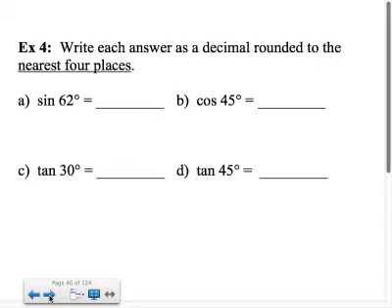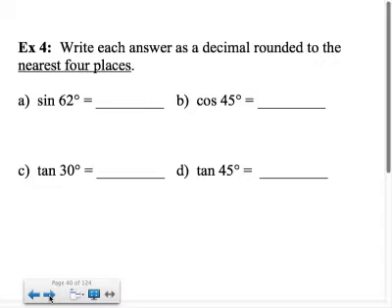Okay, it says write each answer as a decimal rounded to the nearest 4 places. So all you're going to do is grab a calculator. Every calculator is a little bit different. If you have a graphing calculator, then the sine, cosine, tangent buttons are right on the front of it. Some of your scientific calculators, you actually have to search for them a little bit. So we could talk more about that tomorrow. I'll help you out with your specific calculator and help you find where everything's at.